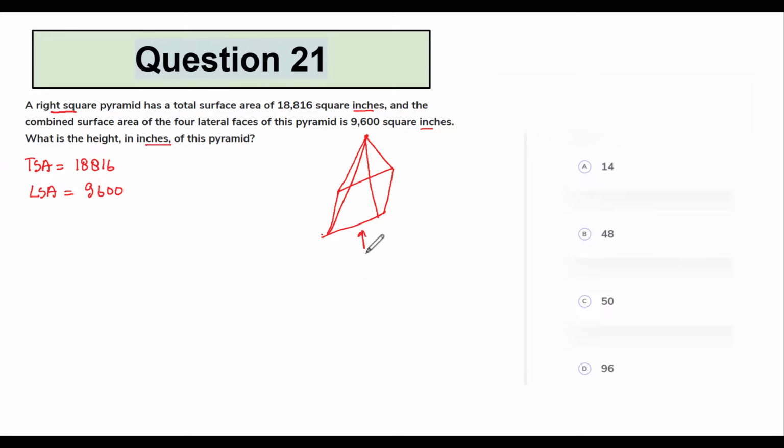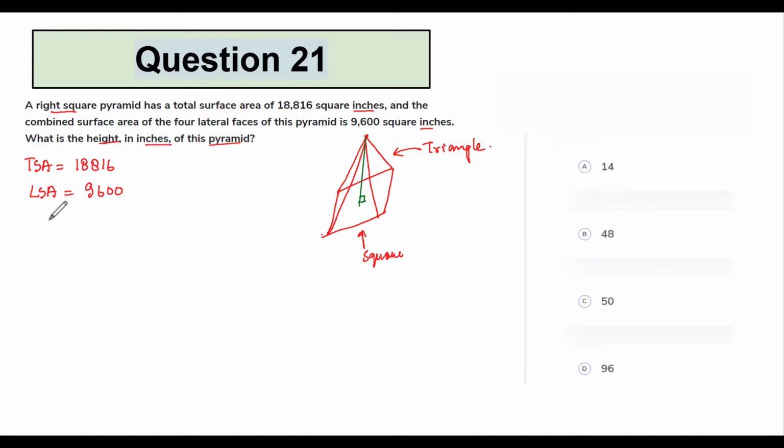So this base is square, and this is the triangular face. Okay. What do we need? We need the height. We need the height of this pyramid. The height of this pyramid is from the top to the center, which is perpendicular to the base. Okay, this base, perpendicular. Okay, so we'll have to work it out in bits and parts.